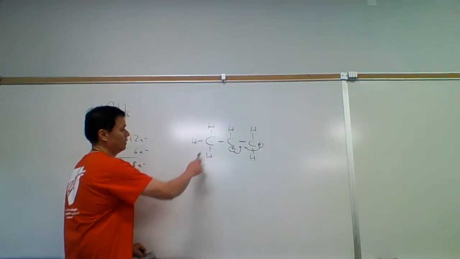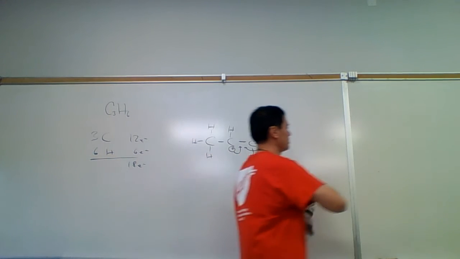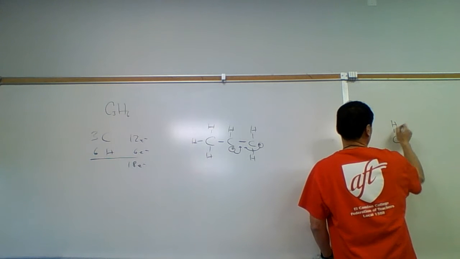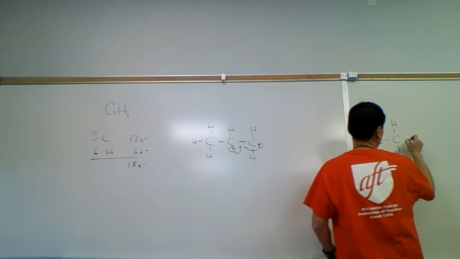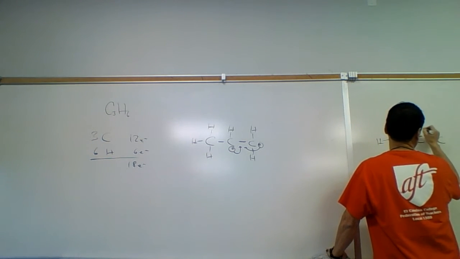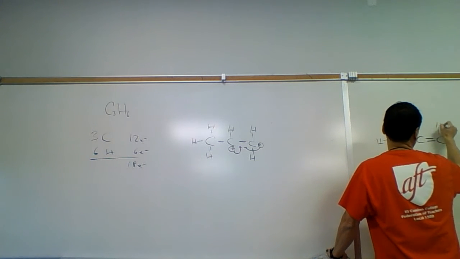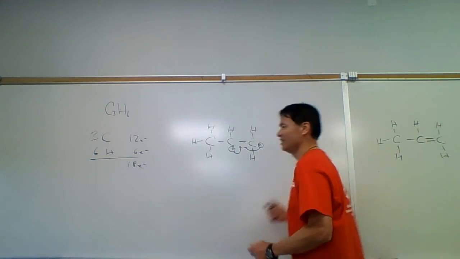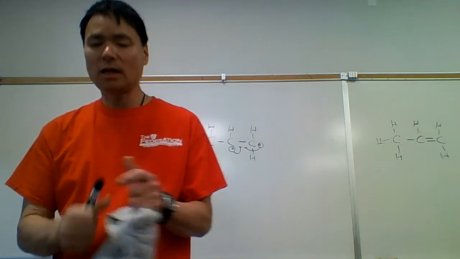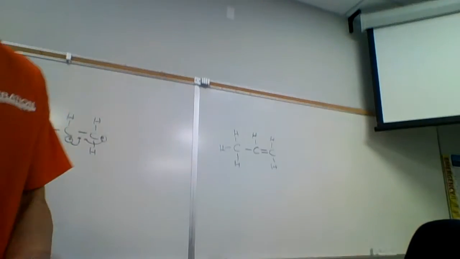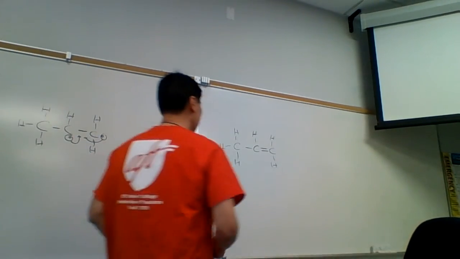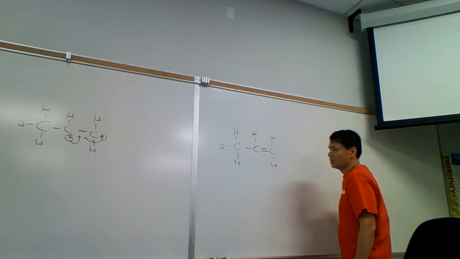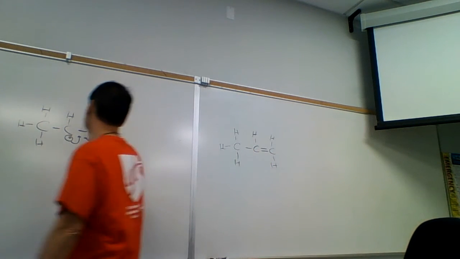All right, so again, we just played around with the structure and we did something like this. Now, this drawing doesn't really tell us anything about the shape. And so what we'll have to do is figure out the shape based on our analysis of the electron geometry and the molecular geometry.